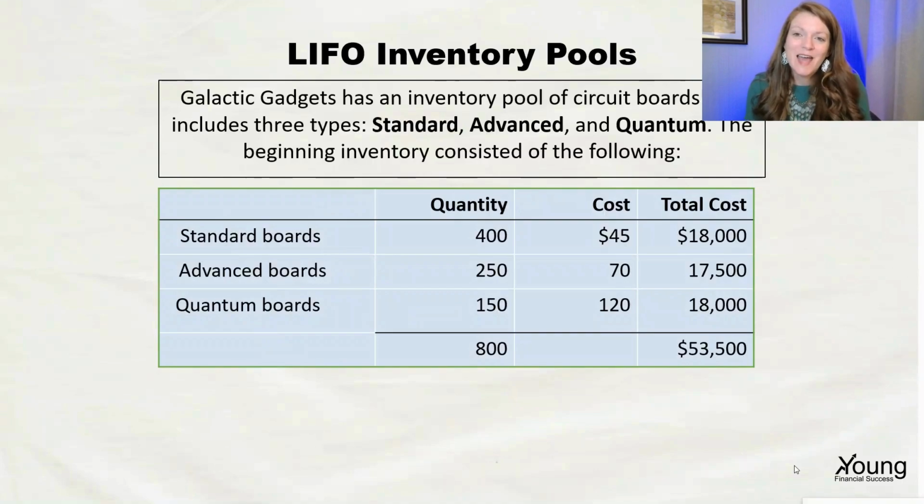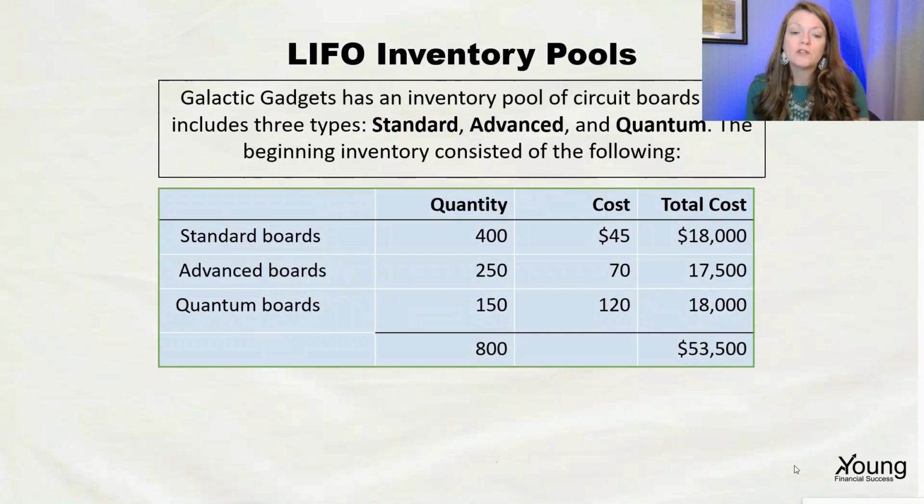So Galactic Gadgets has an inventory pool of circuit boards that includes 3 types. They've got standard boards, advanced, and quantum. The beginning inventory consists of the following. So this is all the beginning, and then we're going to see what we add to it in the next slide. We have our standard boards. We've got 400 boards. It cost us $45 each, so it's $18,000. Then we have advanced boards, which we have 250 of. Those were a lot more expensive at $70 a piece. And then quantum boards, we only have 150, but they cost us $120 each.